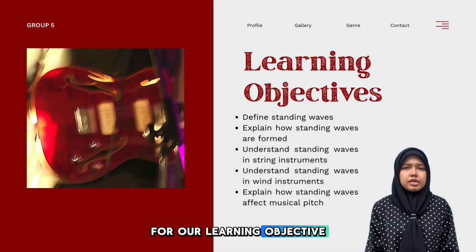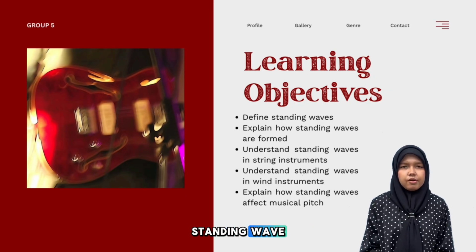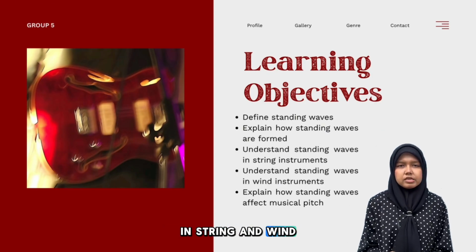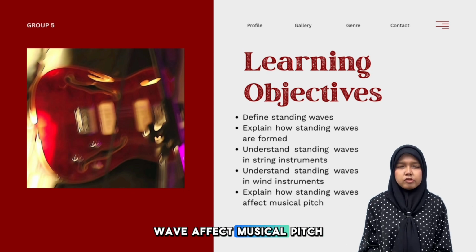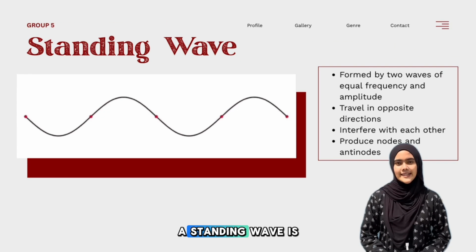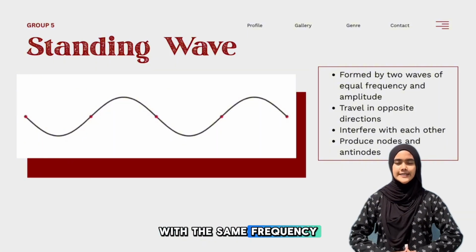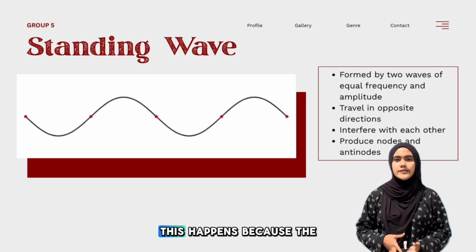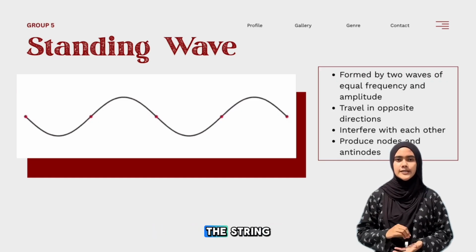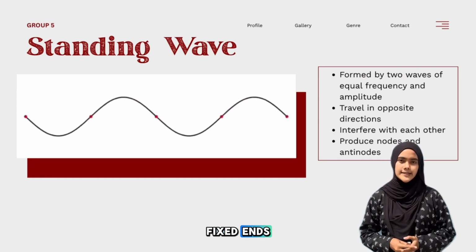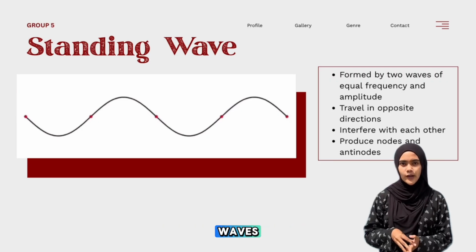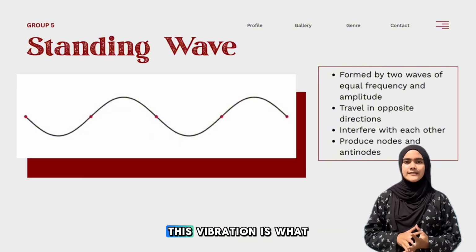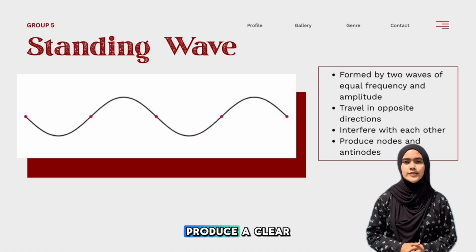Our learning objectives are to define standing waves, explain how standing waves are formed, understand standing waves in strings and in one instrument, and explain how standing waves affect musical pitch. A standing wave is formed when two waves with the same frequency and amplitude travel in opposite directions and interfere with each other. In a guitar, this happens because the wave created by plucking the string reflects back from both fixed ends. As a result, the string forms a standing wave with nodes where there is no movement and antinodes where the vibration is the greatest. This vibration is what allows the guitar to produce a clear musical note.